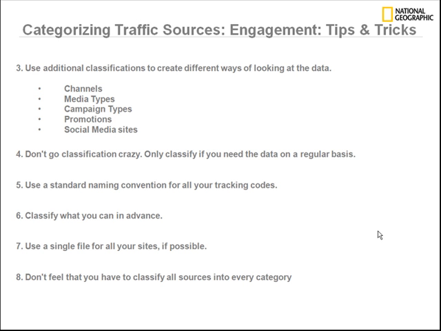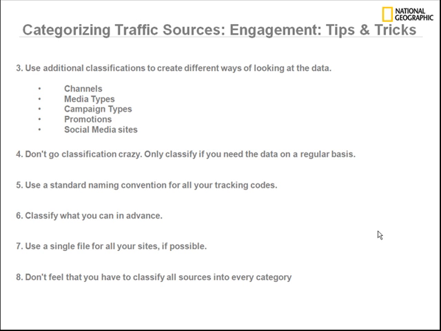Use a standard naming convention for all your tracking codes. So have a standard format for all the codes that you use within your emails, all the codes that you use for pay-per-click, all the codes that you may use on Twitter, and make sure everybody in your organization that is doing social media promoting is using those same codes and the same formatting. That allows you to classify what you can in advance to keep the work required to maintain this type of reporting down to a minimum.